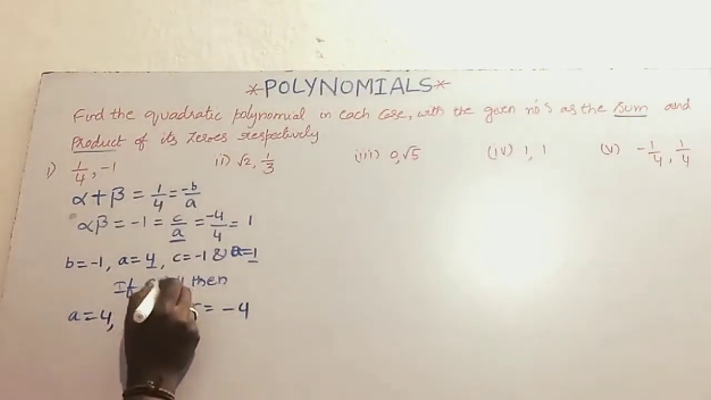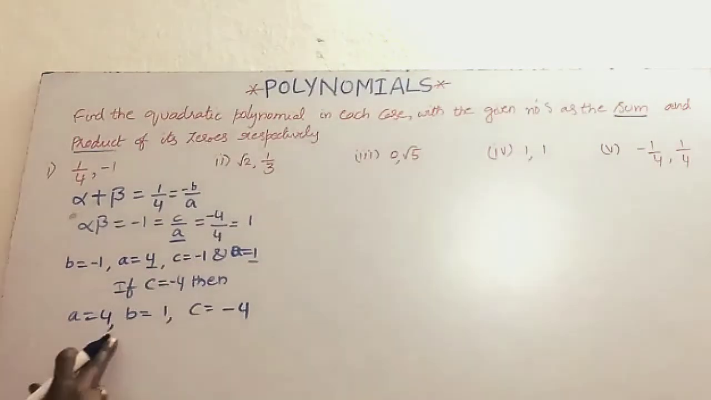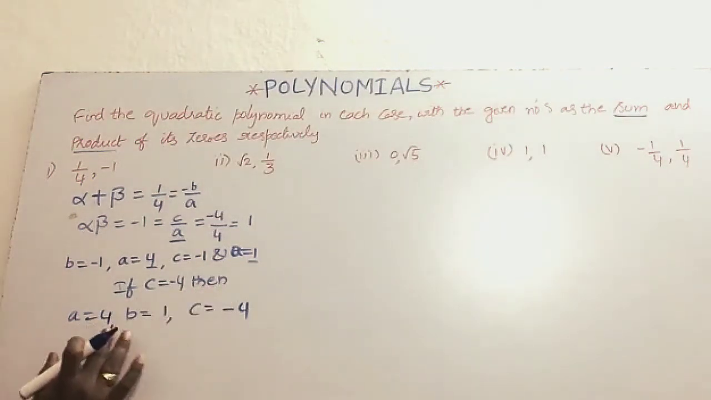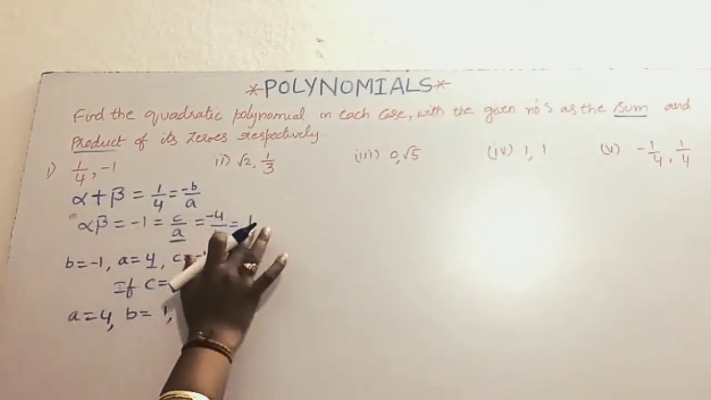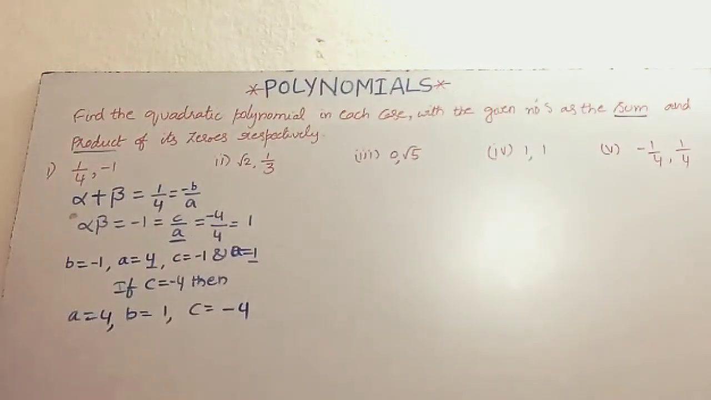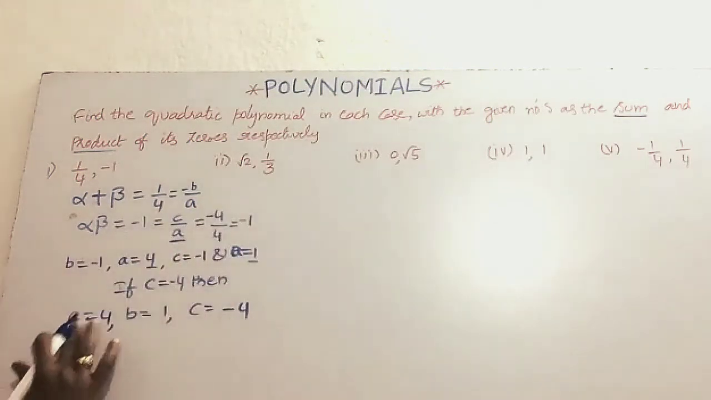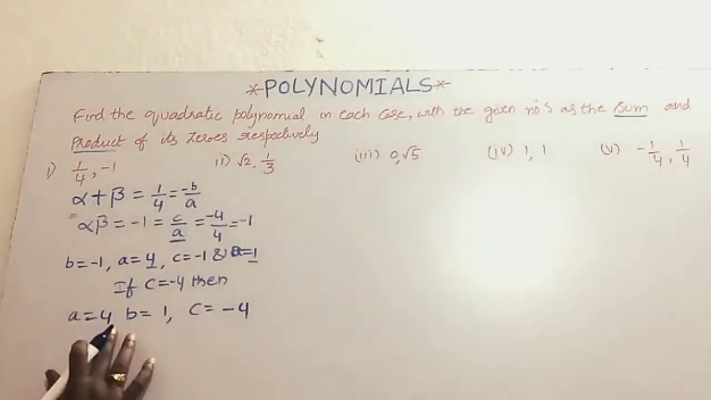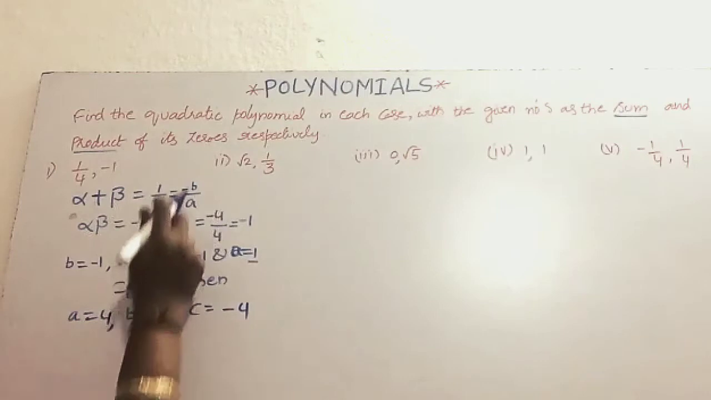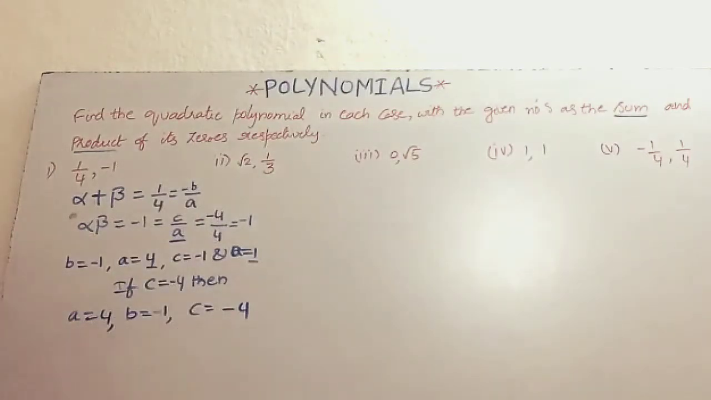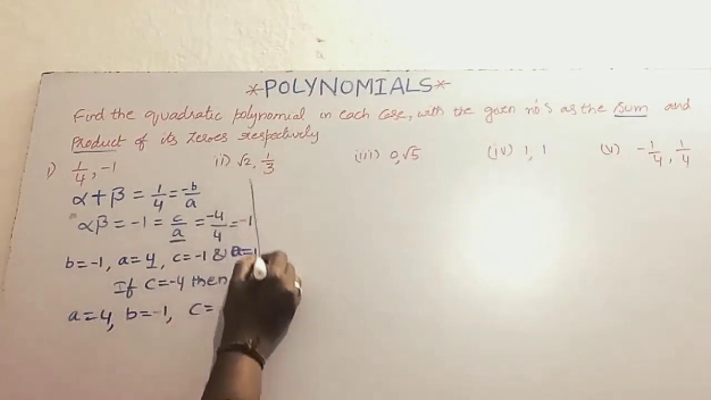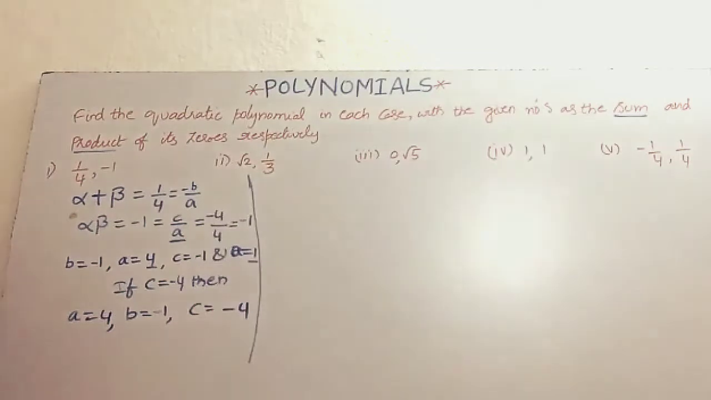So if c equal to minus 4, then alpha beta value belongs to 1. So if c is equal to 4, we will get the value of a is equal to 4 also. That means a is equal to 4 and b is equal to minus 1 and c equal to minus 4. And next one, root 2 comma 1 by 3.